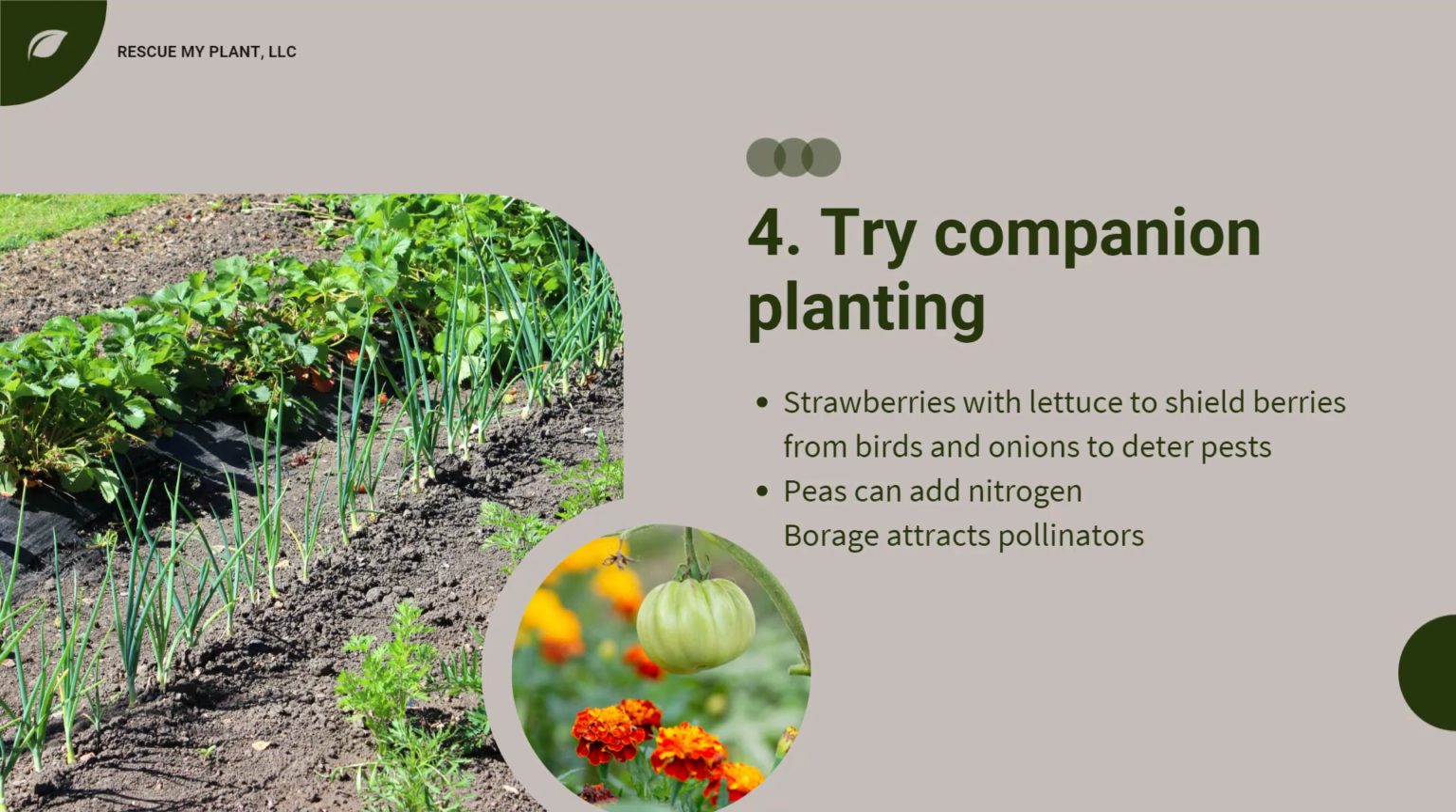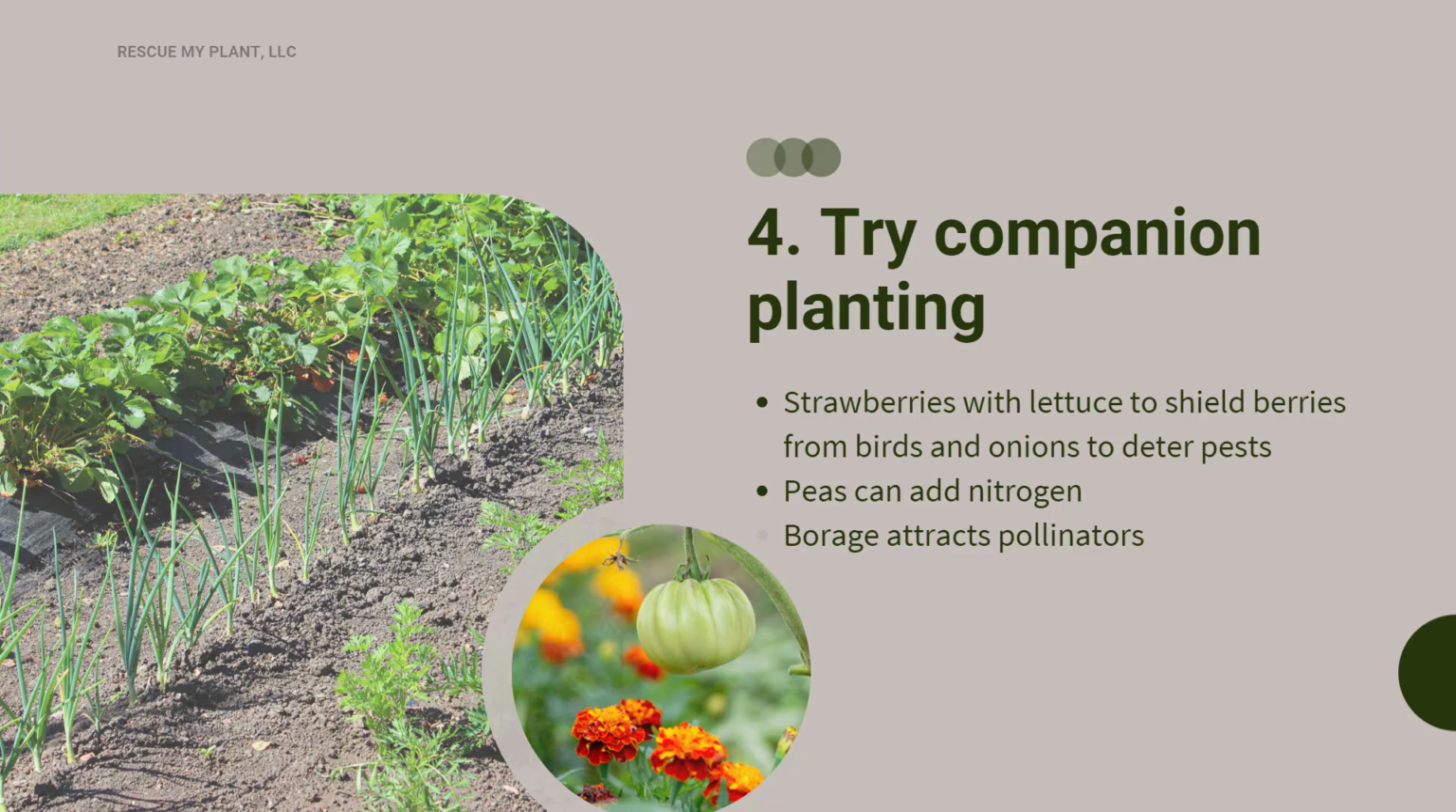Even peas are good next to strawberries in order to add nitrogen to the soil, and strawberries need a lot of nutrients. I'm also planning on adding borage to help attract pollinators and predators for any pests. Tomatoes with marigolds is common to deter pests, including nematodes.